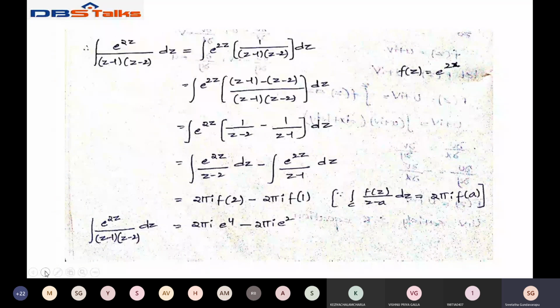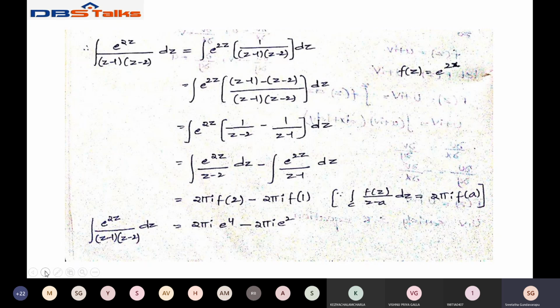In this problem, both singularities are within and on the closed curve C. So we have to use the formula integral over C f of z by z minus a dz equal to 2 pi i f of a. So the given problem is integral e power 2z by z minus 1 into z minus 2 dz.